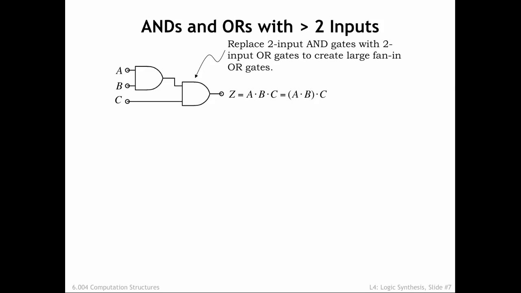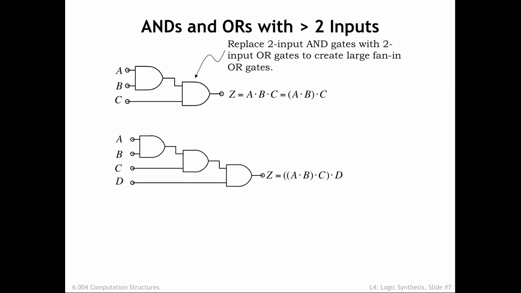Let's start by designing a circuit that computes the AND of 3 inputs, A, B, and C. In the circuit shown here, we first compute A and B, and then AND that result with C. Using the same strategy, we can build a 4-input AND gate from 3 2-input AND gates. Essentially, we're building a chain of AND gates which implement an n-way AND using n-1 2-input AND gates.